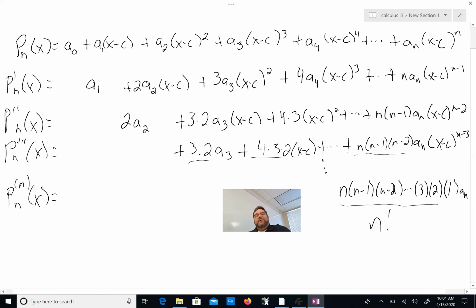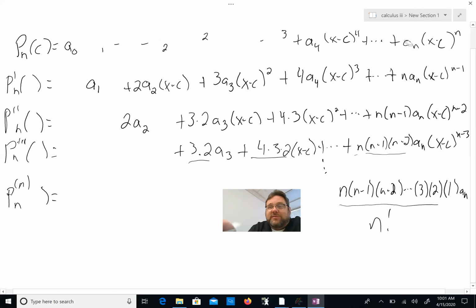All right. So now what I want to do, this is just any polynomial. There's nothing special. This is just a generic polynomial. So what happens if we evaluate this polynomial at c? Okay, if you evaluate this first one at c, all of this mess is gone.